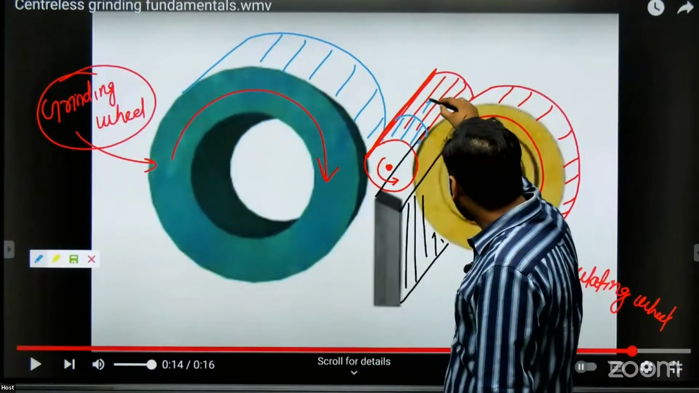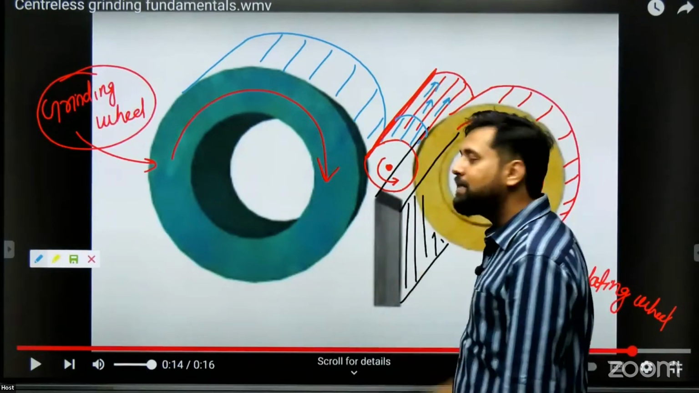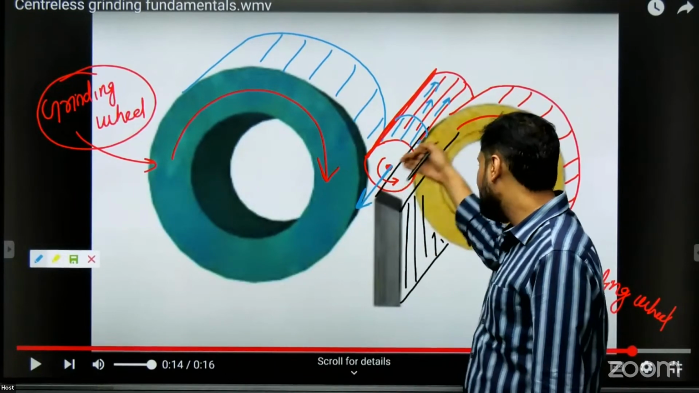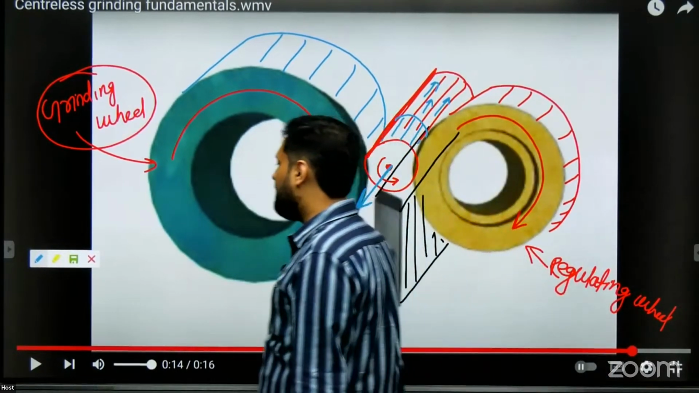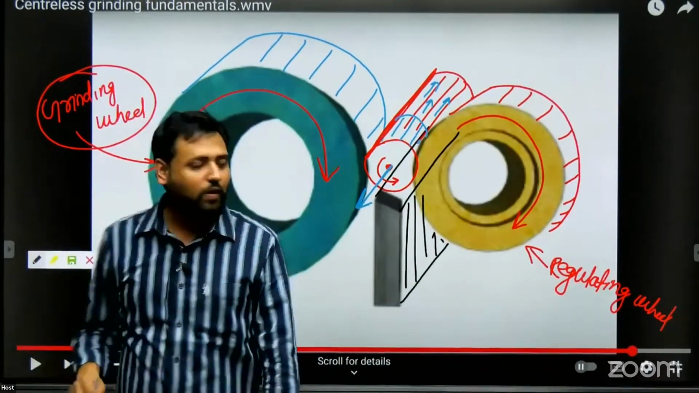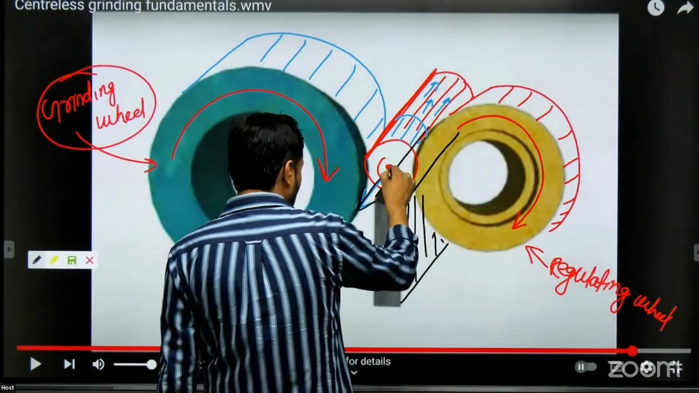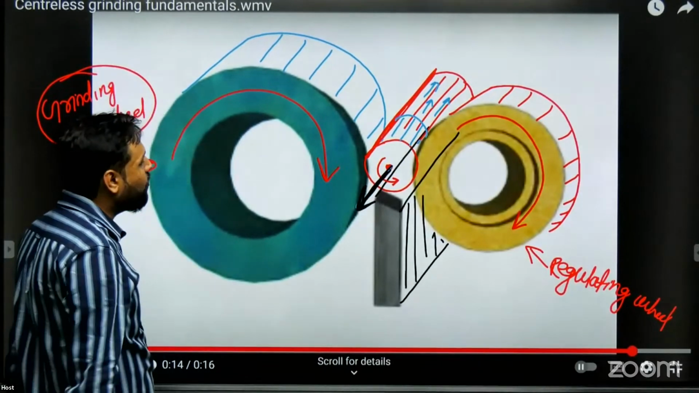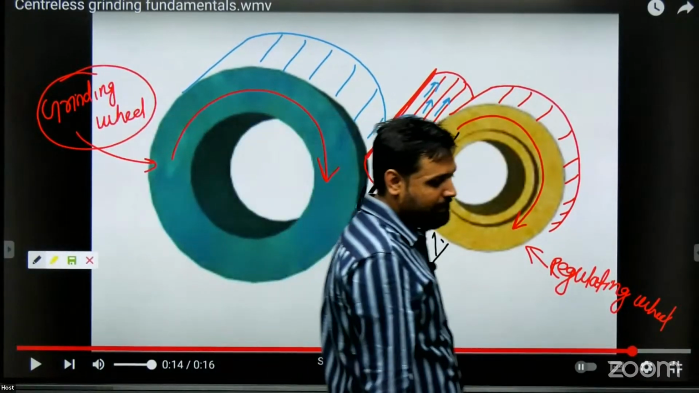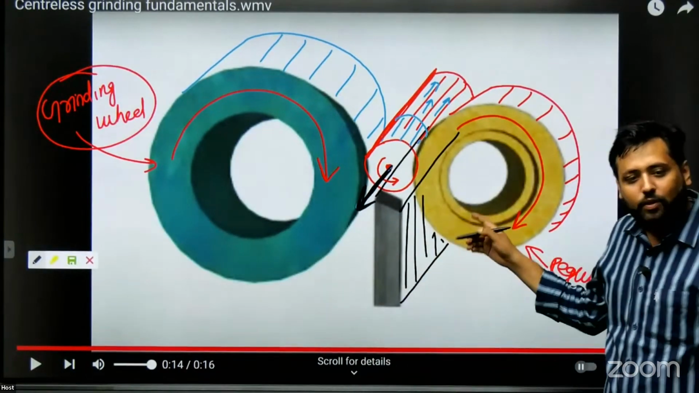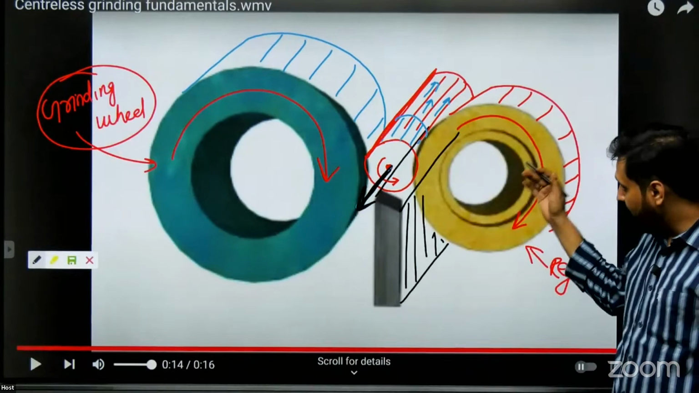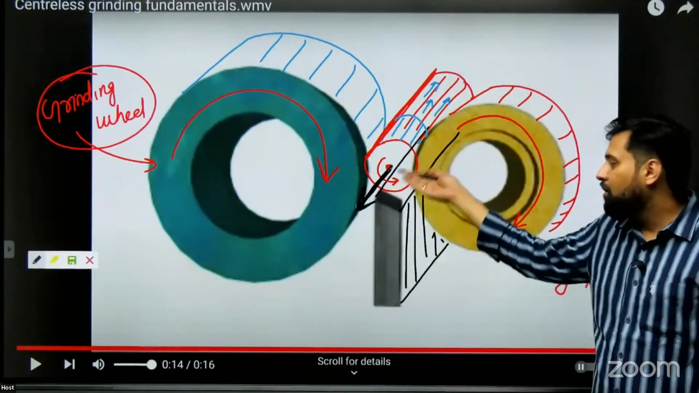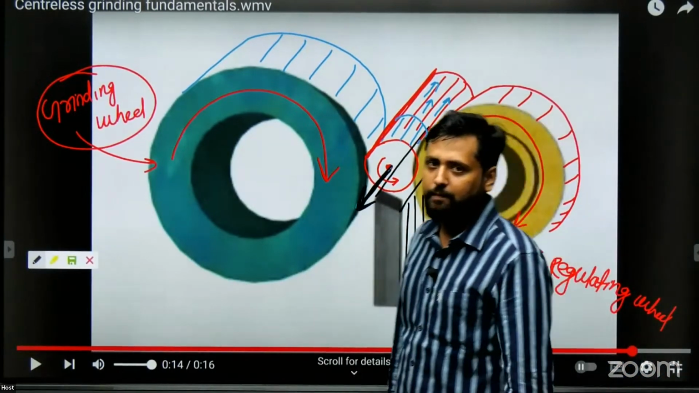But the grinding has to progress onto these surfaces as well. That means this grinding wheel needs to be fed in this direction. इसका मतलब इस ग्राइंडिंग व्हील को इस डायरेक्शन में फीड करना होगा. Now, do you feed it? No. So, sir, how is the feed given to the workpiece? This regulating wheel and grinding wheel combination is responsible not only for rotating the workpiece, but also for feeding the workpiece in the longitudinal direction.